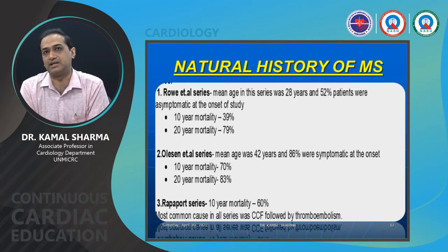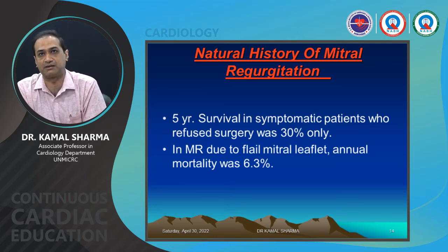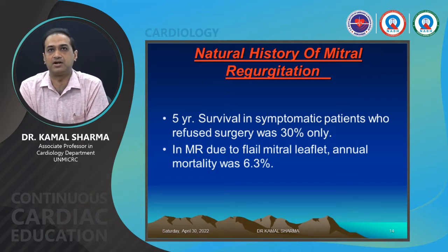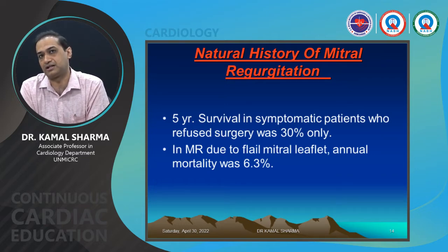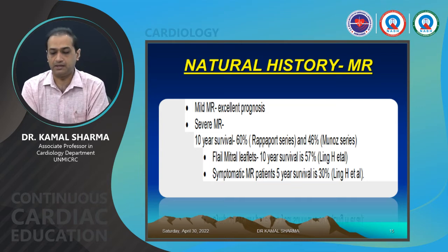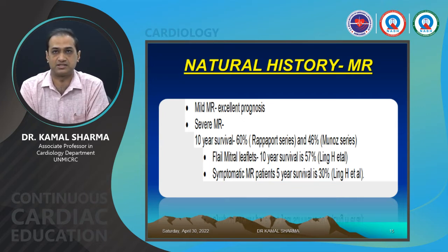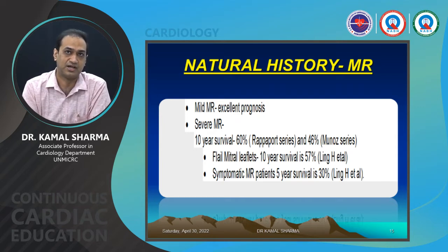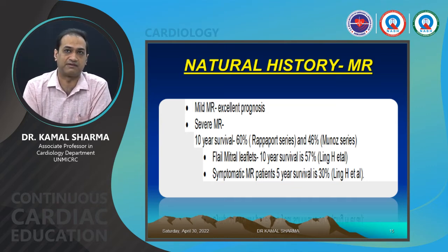In Olesen's series, where the mean age was 42 and 86% were symptomatic, mortality was 70%. In Rapaport's series, it is 60%. Compare this with, say, mitral regurgitation, where 5-year survival in symptomatic patients who refused surgery is only 30%. In MR due to flail, the annual mortality is 6.3%, and this is again in arithmetic progression. Mild mitral regurgitation patients usually have a good prognosis, while with severe MR, only 60% in Rapaport's series and 46% in Moon's series were surviving at 10 years. With flail leaflets in Link's series it was 57%, and in symptomatic patients 5-year survival was 30%.